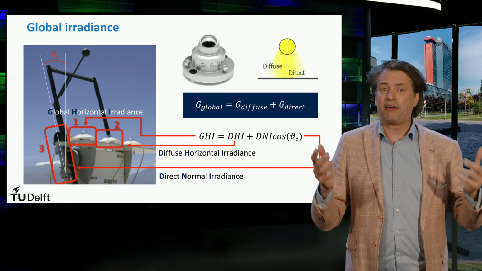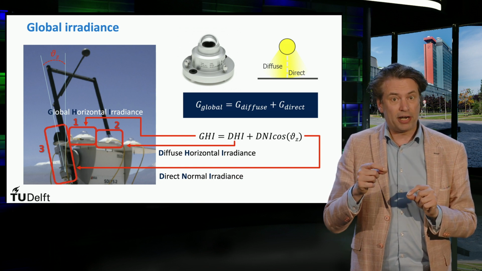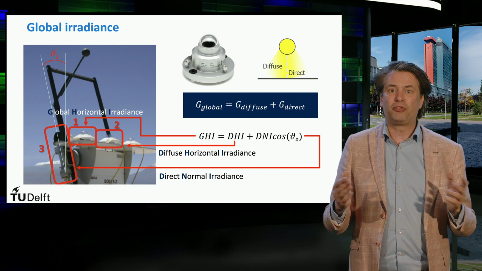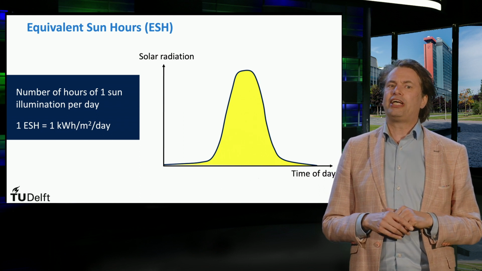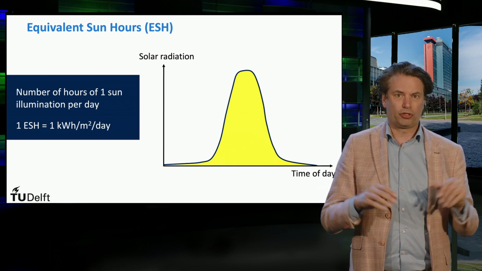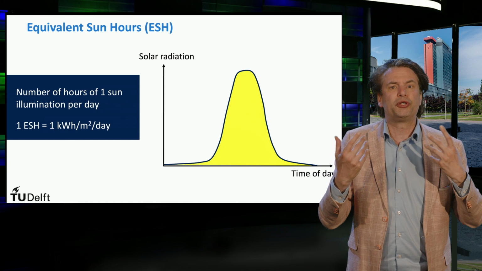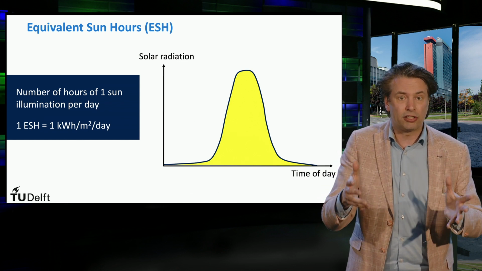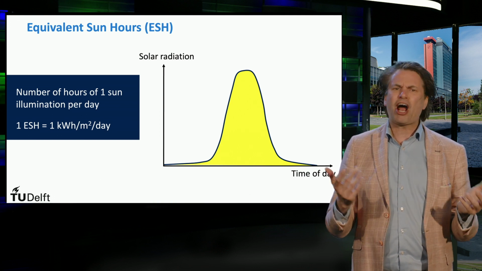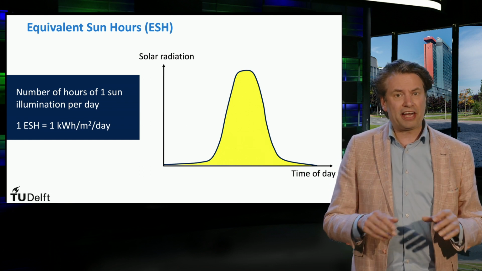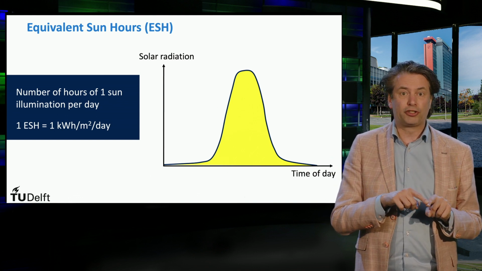In order to obtain the direct component on a horizontal surface, we have to multiply the direct normal irradiance by the cosine of theta z, which is the angle between the zenith and the sun position. One last definition to discuss in this lecture is the equivalent sun hours, also called the peak sun hour. An equivalent sun hour specifically is an hour during which the intensity of the sunlight is 1000 watts per square meter. The equivalent sun hour is used to measure how much solar energy is available in an area during a typical day.